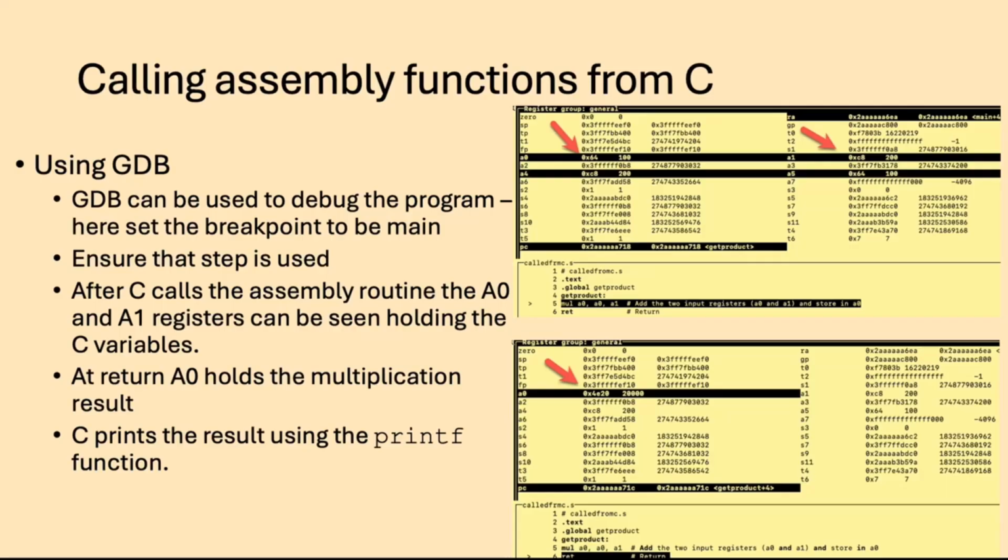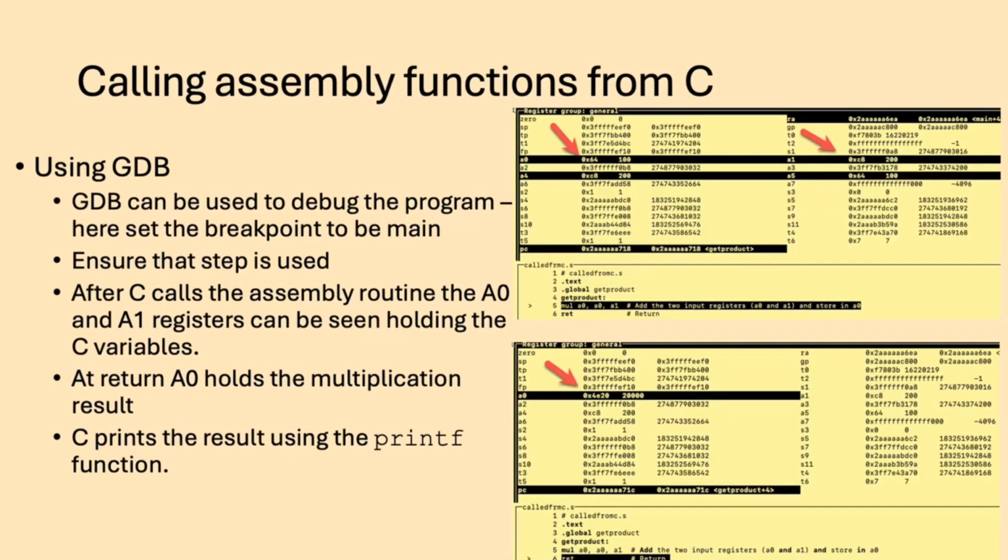When debugging, you set the initial breakpoint to be main because main in the C program is the starting point. GDB shows the values of the argument registers prior to the get product call in the top screen, and it shows the value of A0 for the return. In the second GDB screen, make sure you use step for tracing rather than next so that you can execute the code one line by line.